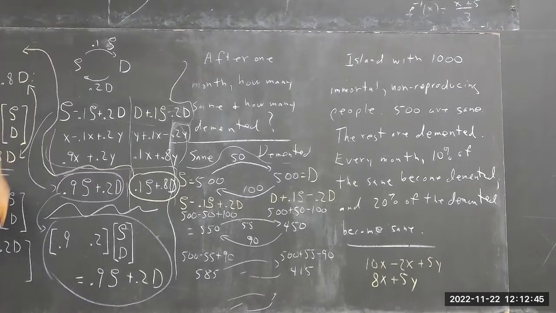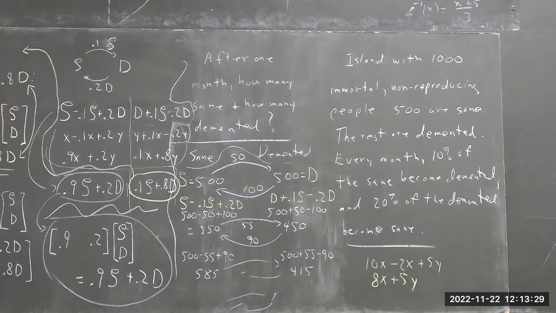Now, the second row times this column: we just saw that this row times this gives us this. So this times this is going to give us 0.1S plus 0.8D. And that's matrix multiplication. If you understand that, the rest of matrix multiplication is easy. Really all you have to do is understand what it means to multiply a row by a column: first number times first number, second number times second number, and add them up.